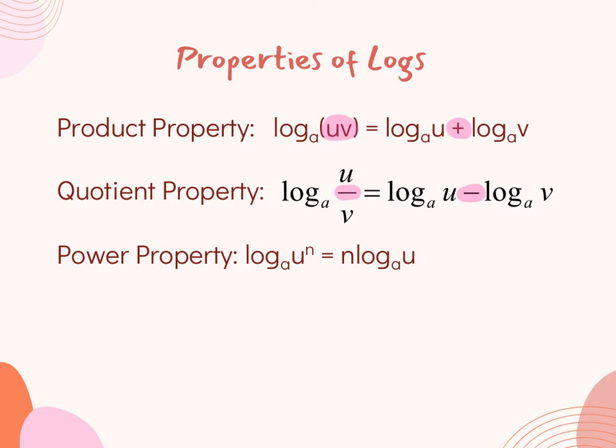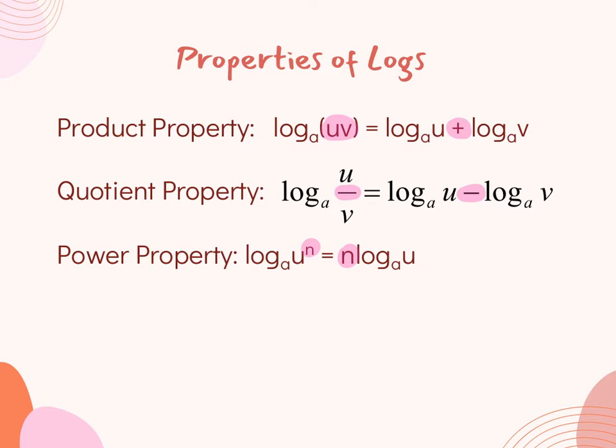And then the last one's called the power property, and this is when a number is raised to an exponent. So when you're raising any kind of base, any kind of number or value to an exponent, that exponent gets bumped to the front of your log and we multiply it. So it goes from an exponent to a multiplication.